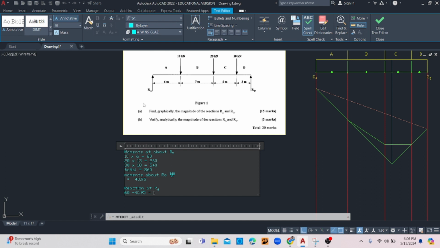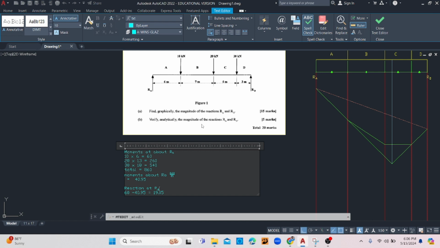Yes, sir. Alright, so we're going to minus that 40.95. So the reaction at RD would be equal to 19.05. Alright, so that would be the reaction at RD.